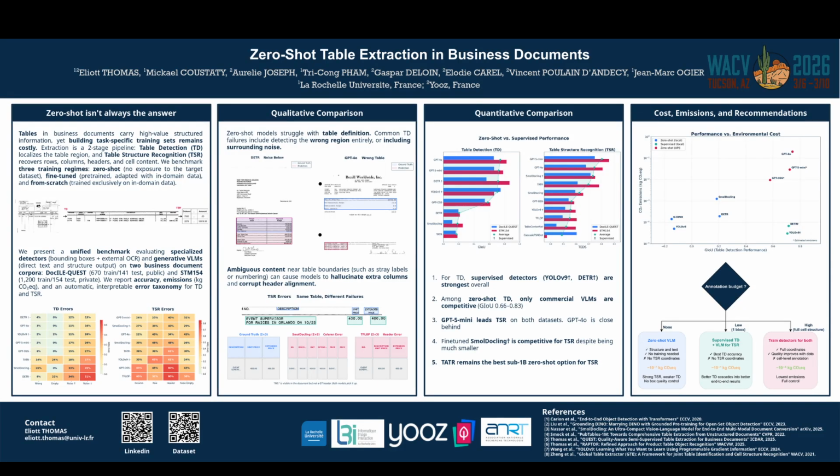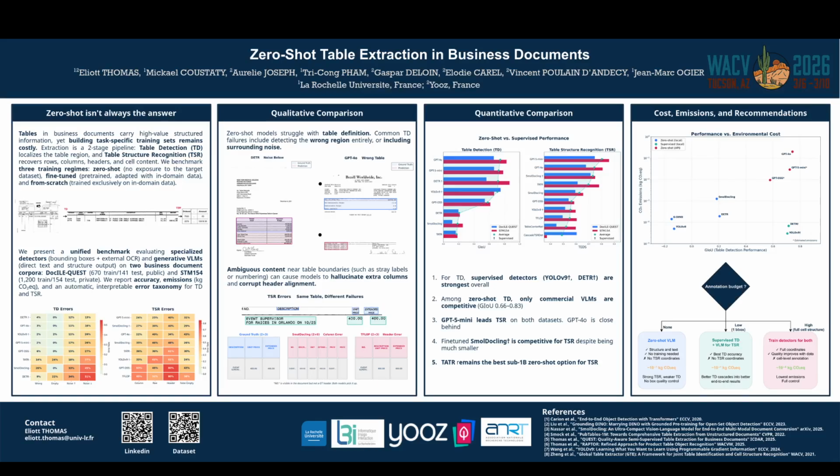So we evaluate on two datasets: DocLayNet-based table variant of the famous DocLayNet dataset on documents, and also the STM154 dataset, which is private for our company. So we did use some standard metrics, but beyond that, we also define a new automatic error taxonomy, which breaks failures into interpretable categories. So we know why a model failed, not just how much. We know how much via the standard metrics, and we can explain also why.